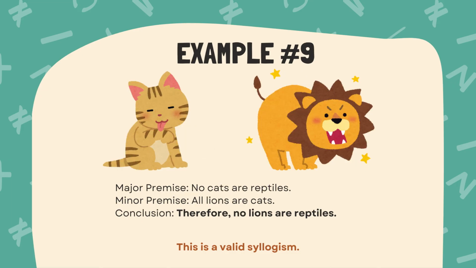Example number 4. The major premise is no cats are reptiles. Then, all lions are cats. Therefore, no lions are reptiles. So, this is also valid. The middle term cats links lions to reptiles. Since no cats are reptiles, and all lions are cats, lions also cannot be reptiles.